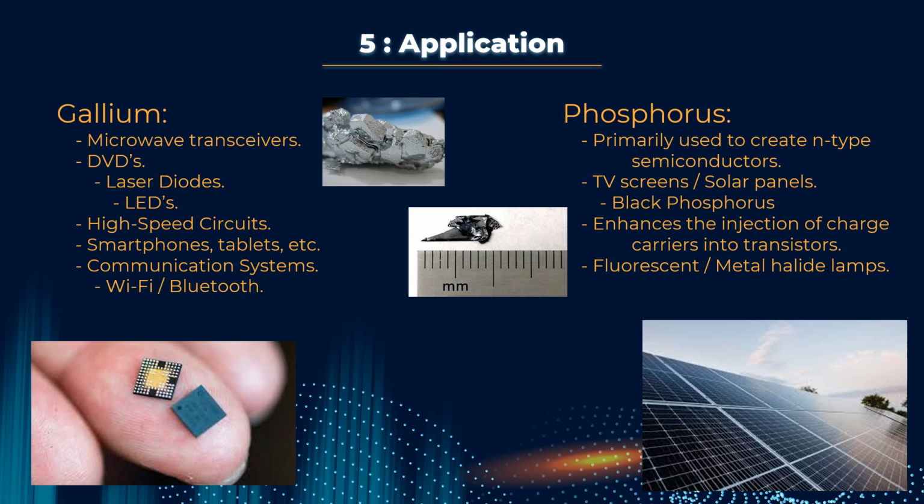Now, phosphorus is not commonly used in electronics, but instead primarily used to dope other semiconductors into N-types. More electronically used is black phosphorus, an extremely similar nonmetal that is commonly in the screen of televisions as well as solar panels. However, regular phosphorus is still used to speed up the injection of charge carriers in transistors, as well as fluorescent and metal halide lamps.